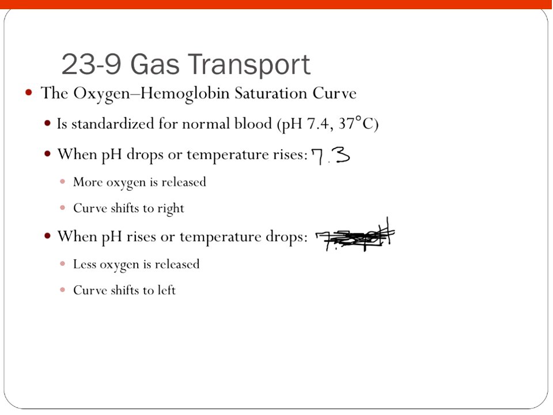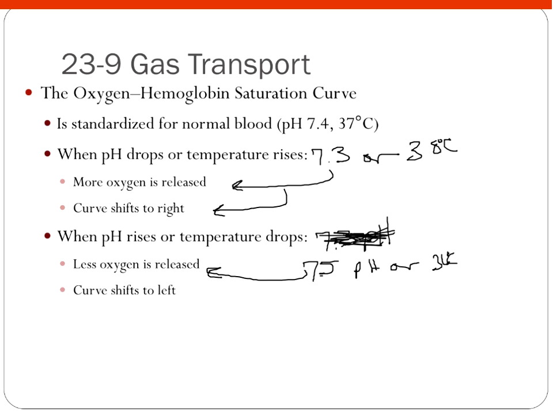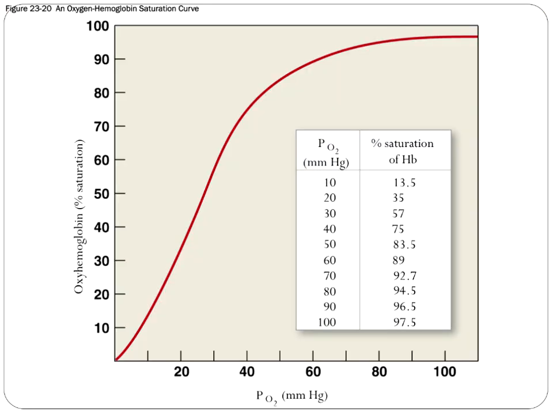When the pH drops at this one, or the temperature rises, and let's say we're at 38 degrees Celsius, then we're going to have more oxygen released. Our curve shifts to the right. When the pH rises, say we're at 7.5 and above, or at this time the temperature drops, we're at 36 degrees Celsius, then we have less oxygen that's released and our curve is going to shift to the left. So keep that in mind. pH drops, we go to the right. pH rises, we go to the left.